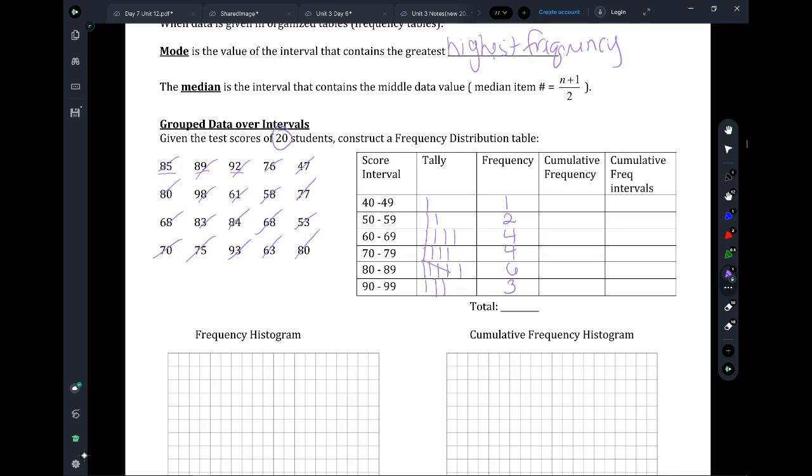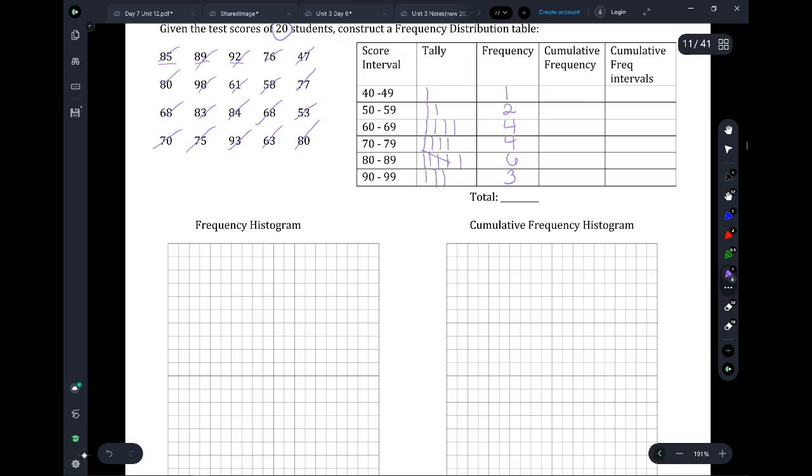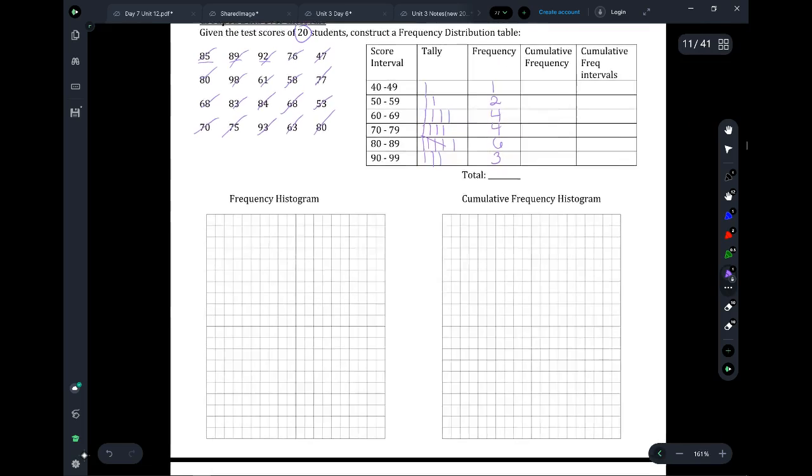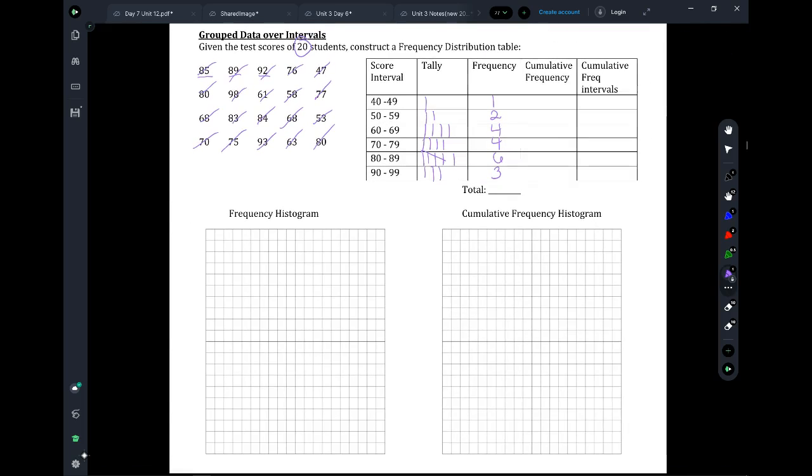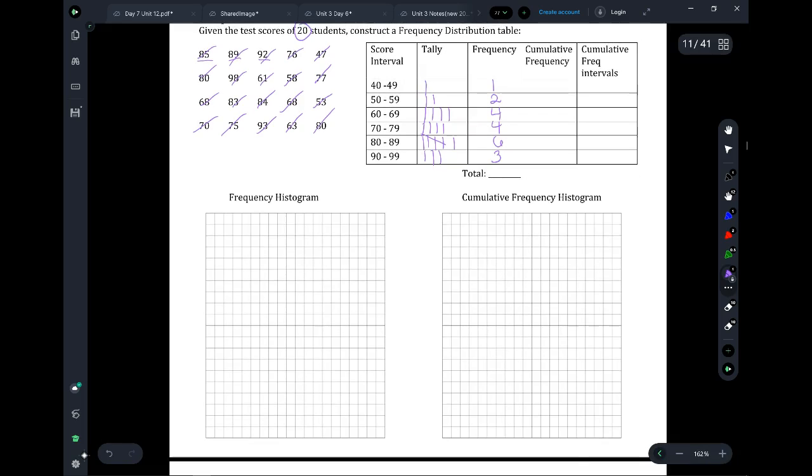We're going to make a frequency histogram based on these numbers over here. So let me zoom out just a little bit so I can read all of that at the same time. All right, so across the bottom is going to be where we put our intervals, and across the side is going to be where we put our frequencies. So we do need to label. So these are going to be our frequency. Across the bottom is going to be our interval. Hopefully you have a little bit more space than I do. I'm going to write it down here.